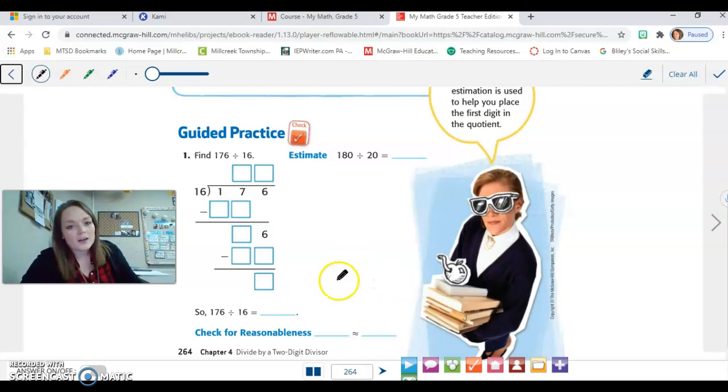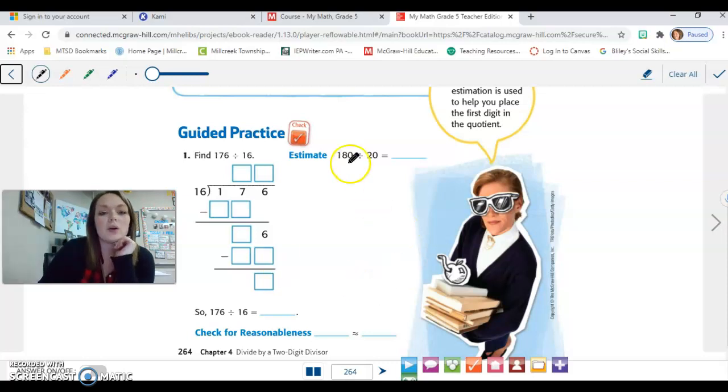Okay, let's go to guided practice. It says find 176 divided by 16. First, they're going to estimate it over here. 180 divided by 20. Okay, let's count by 20s. About how many times does 20 go into 180? Let's count. 20, 40, 60, 80, 100, 120, 140, 160, 180. How many times? 9 times. 20 goes into 180 9 times.